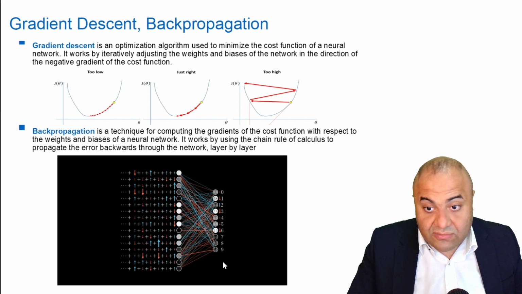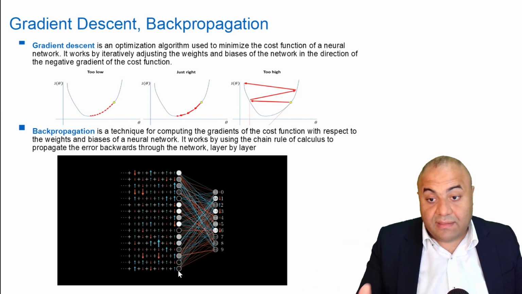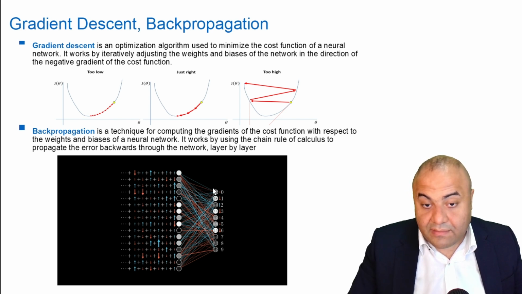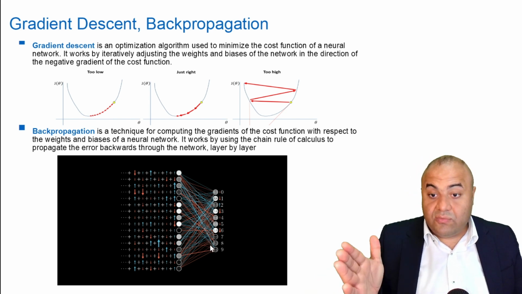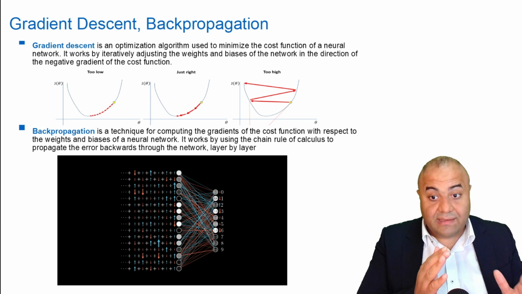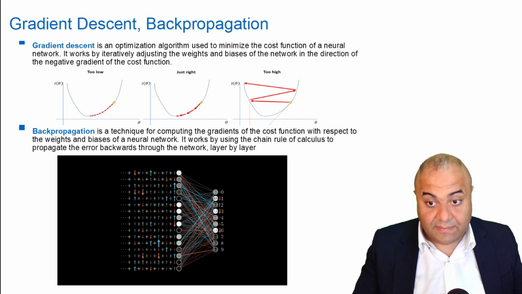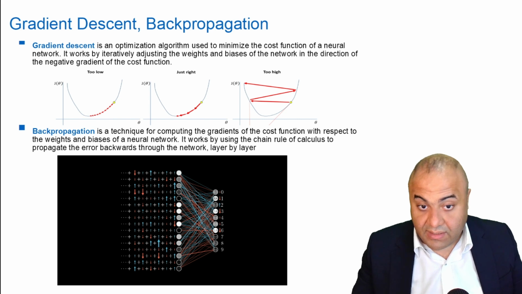And after that, we do the same for the layer just behind the output layer, and we keep doing the same to the layer behind it, and the layer behind it, and so on, until we get to the first layer. So this is basically the idea of backpropagation.